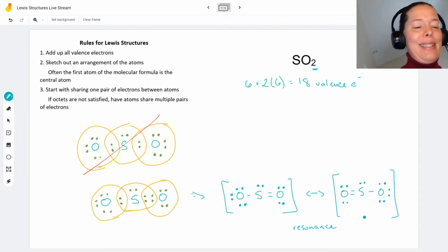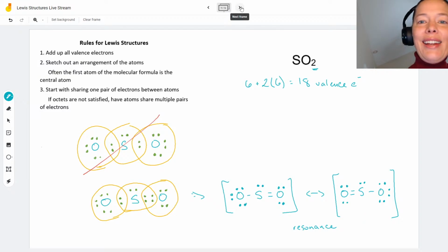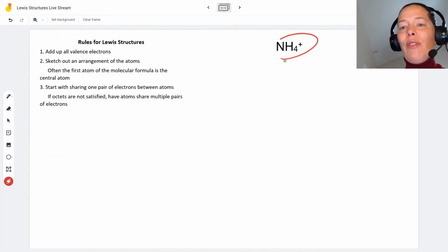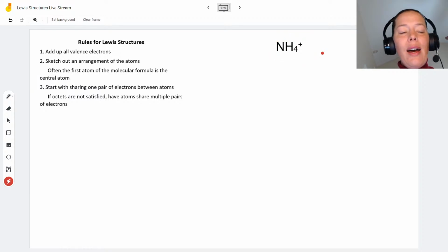Resonance is about our max here. Okay, so that is sulfur dioxide. Let's go to our next Lewis structure. Here we've got the ammonium ion. So this is a polyatomic ion.